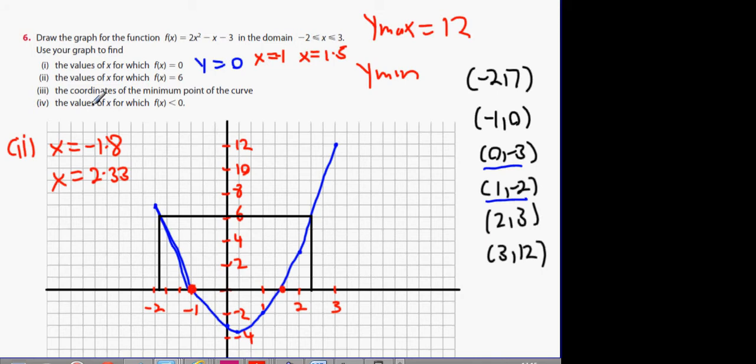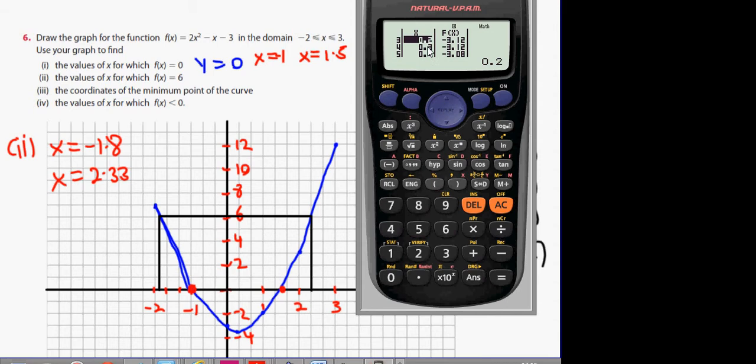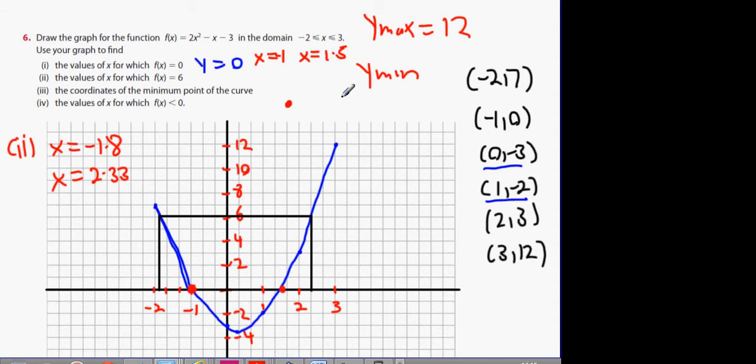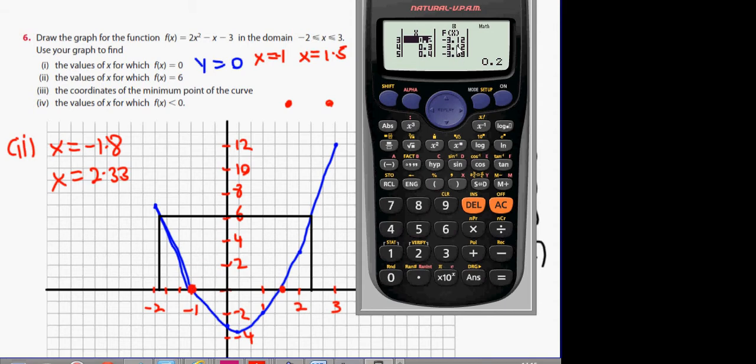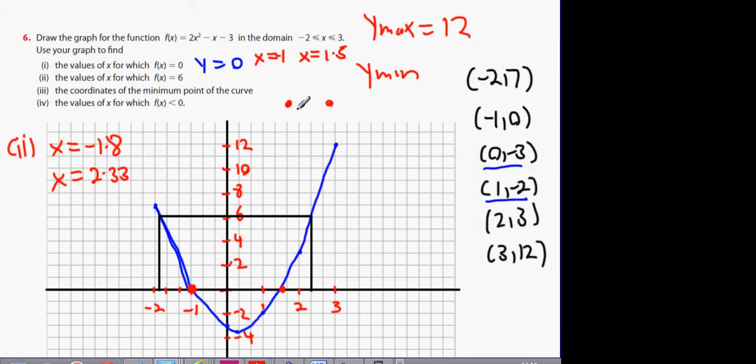Okay? Find the coordinates of the minimum point on the curve. Well, we just sort of did that, didn't we? Let's say for instance I want to see what happens. It's going to be 0.25, isn't it? How do I know it's 0.25? Because 0.2 and 0.3 are on the same level as each other. How do I know they're on the same level? See the 3.12 and the 3.12? I know they're on the same level, which means that in between is going to be the lowest point, isn't it?